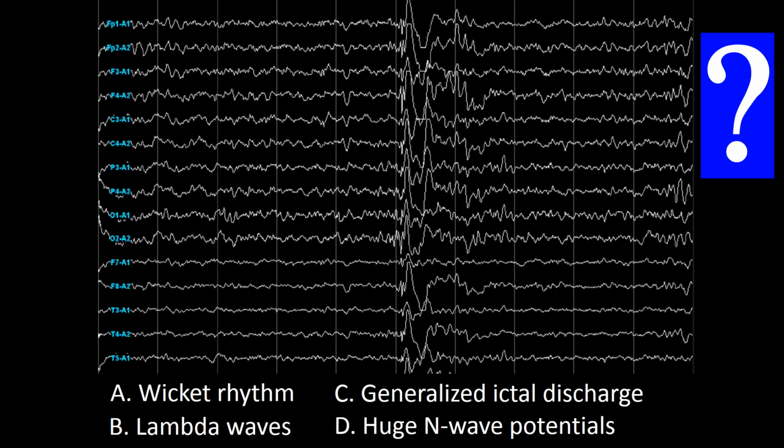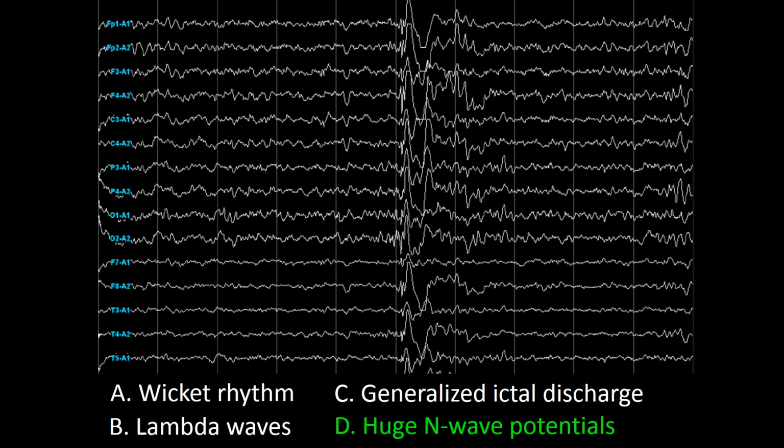Next question. Please take a look at this epoch and choose the best answer from below. A. Wicket rhythm. B. Lambda waves. C. Generalized ictal discharges. D. Huge N potentials. The answer is D.